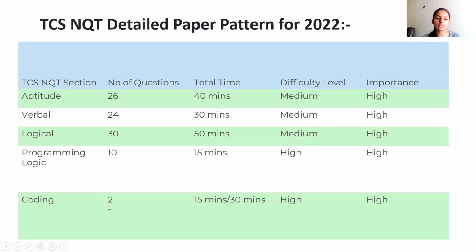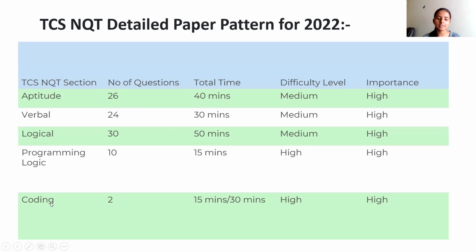And the next section is coding, and there will be 2 questions, and you will get 15 to 30 minutes, and the difficulty level is going to be high. Okay, so for these 2 sections the difficulty level is high, and for these 3 sections, which are aptitude, verbal, and logical, the difficulty level is going to be medium. So make sure that you practice more for the logical and coding sections.